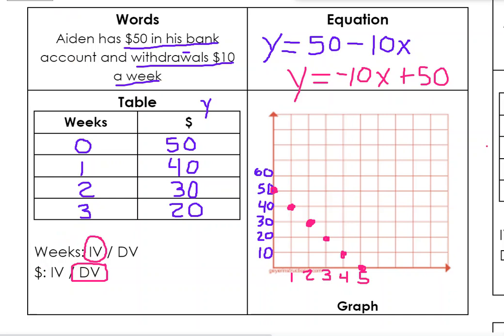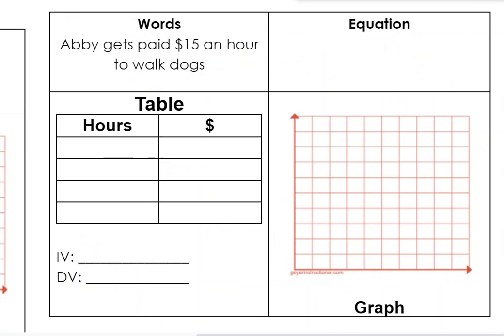All right, let's go try another one. This one says Abby gets paid $15 an hour to walk dogs. So she has a job. That means, remember, our equation is always y equals. And if it's $15 an hour, whenever you see this word an, that's a pretty good indicator of where your variable is going to go. So that would be 15x, right? So we don't know how many hours she's going to walk these dogs and get paid.